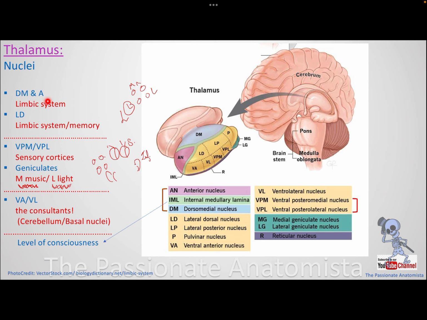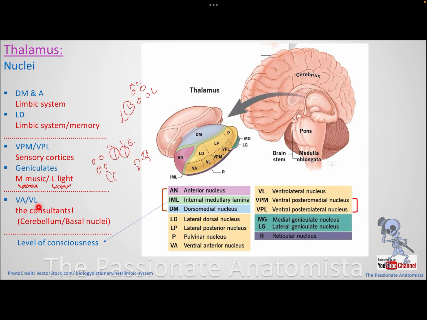Okay, so DM and anterior nucleus, we already talked about them in the limbic system. And we can add to this that the dorsal nuclei, whether medial or lateral, are responsible for the limbic system. So the anterior guy and the dorsal guys, medial and lateral, are related to the limbic system. VPM, VPL, sensory cortices, geniculates, audition and vision.